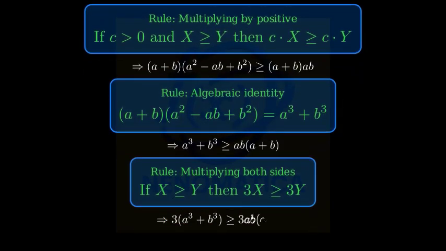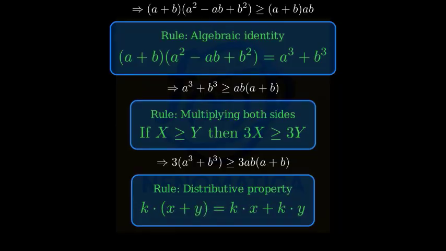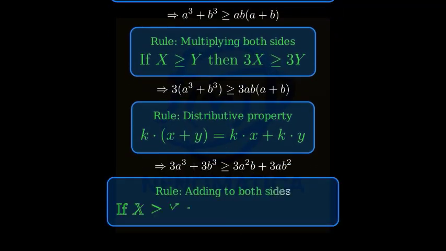This gives us 3 times a cubed plus b cubed is greater than or equal to 3 times ab times a plus b. Let's expand the right side of our equation. 3ab times a plus b equals 3a squared b plus 3ab squared. Now, let's add a cubed plus b cubed to both sides of the inequality.